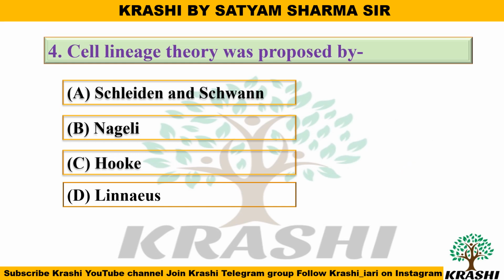Cell lineage theory was proposed by Schleiden and Schwann, which says that the cells arise from pre-existing cells.